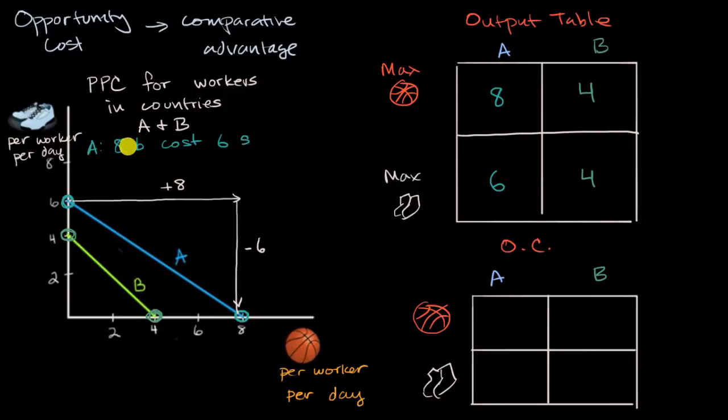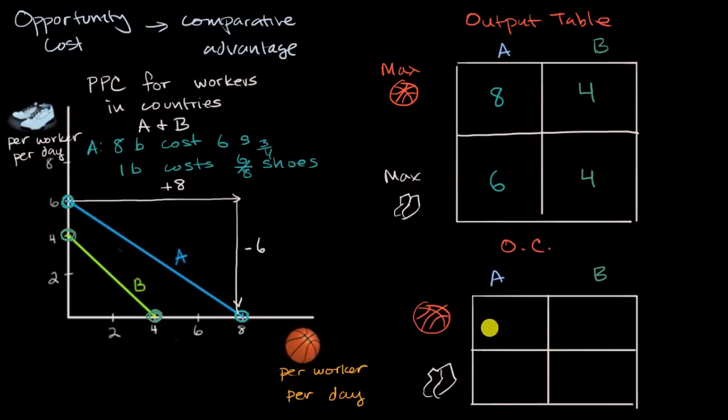Or another way to think about it, if you divide both of these by 8, 1 basketball costs 6 over 8 shoes. All I did is, 8 basketballs cost 6 shoes, then 1 basketball is going to cost 6 divided by 8 pairs of shoes. And so what is that going to be? Well, 6 over 8 is the same thing as 3/4, or 3/4 of a pair of shoes.